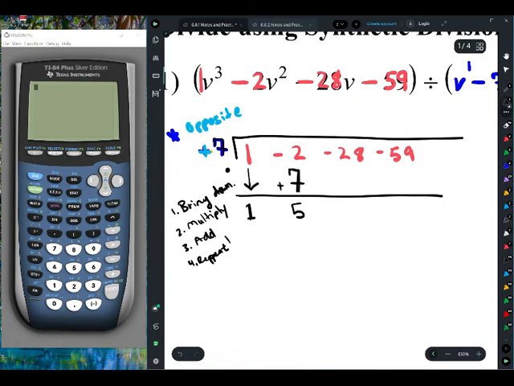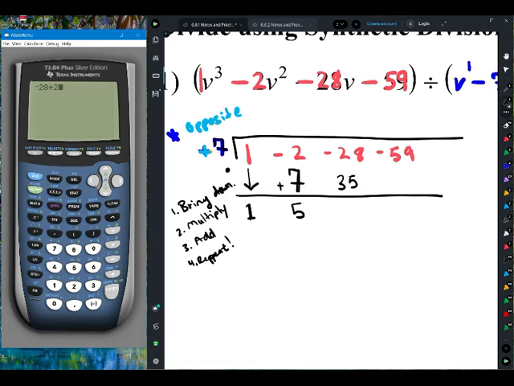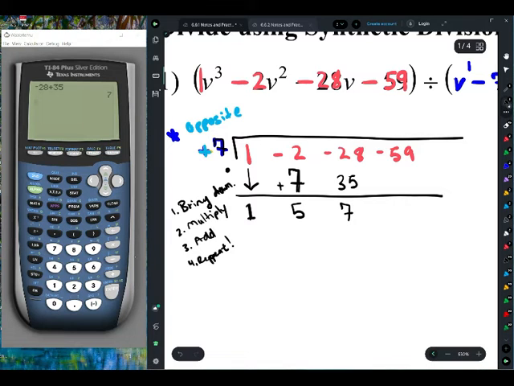Repeat. 5 times the number out front, 7, is 35. And then we add, negative 28 plus 35 is just 7, and 7 times 7 is 49. Add those together, and that gives us negative 10. So our answer is pretty much here. It's just hard to see what's going on. This last number is always your remainder.